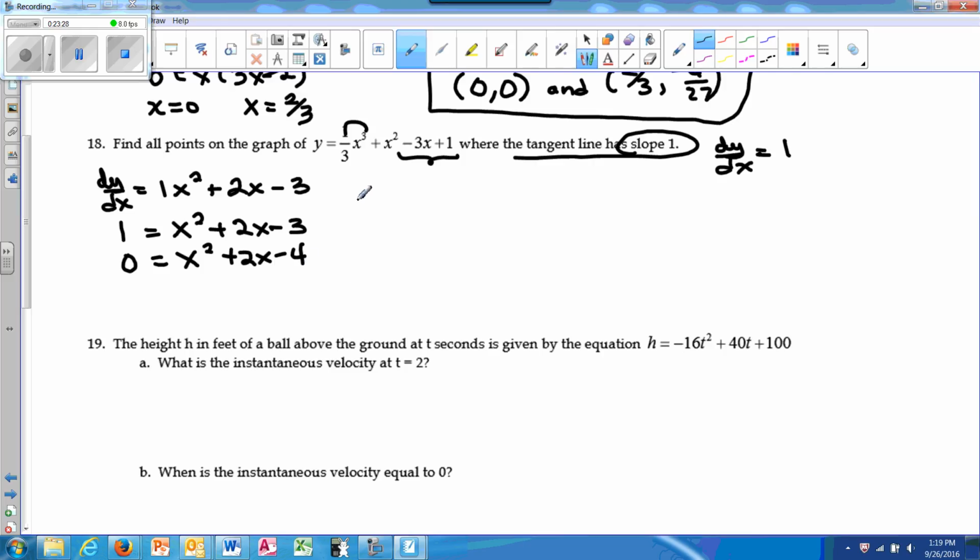Power rule for x squared is 2x. And the slope of negative 3x plus 1 is just negative 3. I don't set this equal to 0 this time because I want my dy dx to equal 1. So I'm going to set the equation for the derivative equal to 1. So now if I subtract 1 from each side, now this is a non-factorable quadratic equation, but I still have to be able to solve this out.